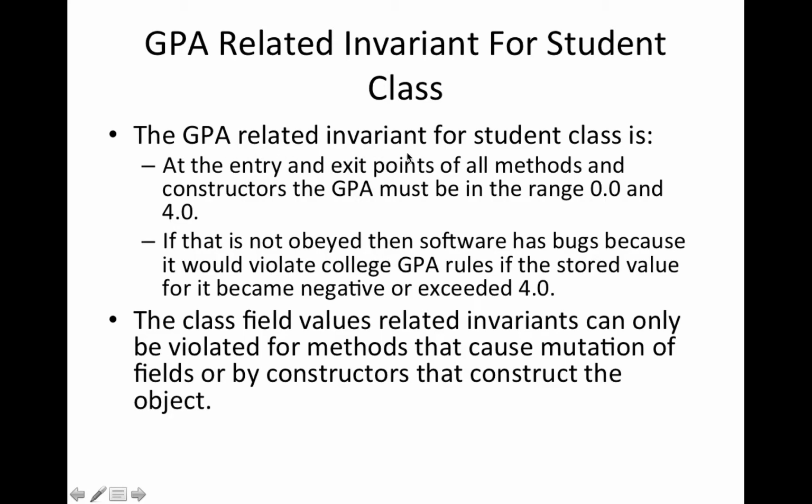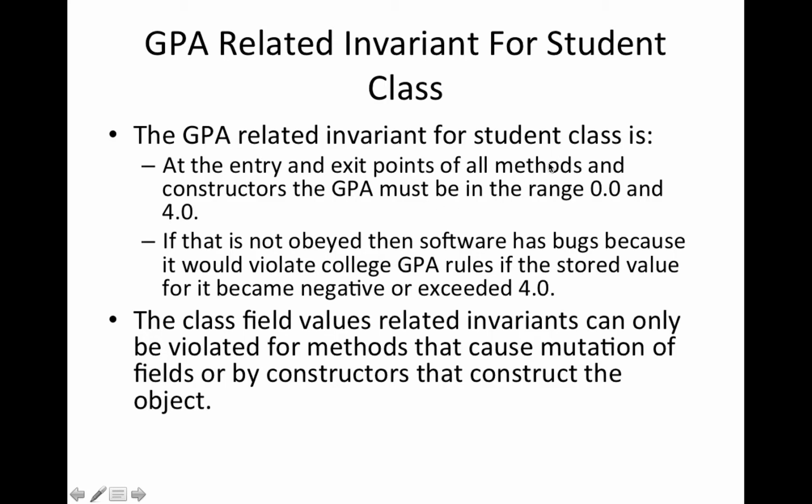The GPA related invariant for a student class is that at entry and exit points of all methods and constructors, the GPA must be in the range 0.0 and 4.0. And when we say methods, we can actually specify this a little bit better. All the methods that mutate the object, that change the state of the object. For example, print method rarely changes the state of the object, so we don't have to worry about thinking that print method should have GPA in this range. If a method is not mutating the object, well, you don't have to worry about it.